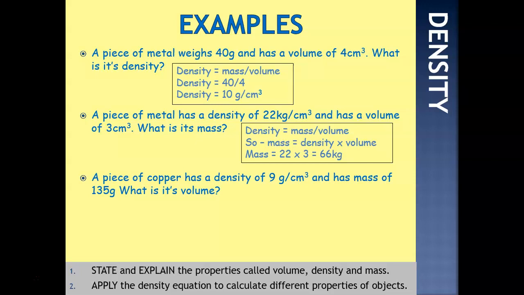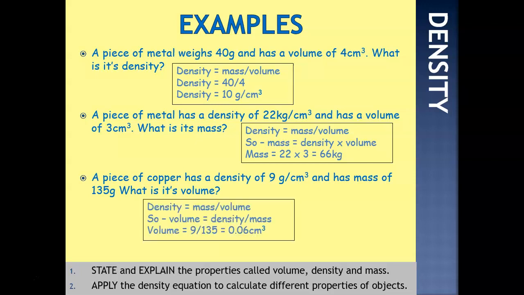Finally, a piece of copper's got a density of 9 grams per centimetre cubed and a mass of 135 grams. What's its volume? So density is mass over volume. Rearrange that. Volume is density divided by mass. Volume is 9 divided by 135, giving us 0.06 centimetres cubed.